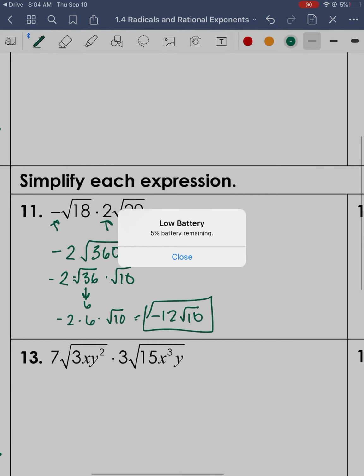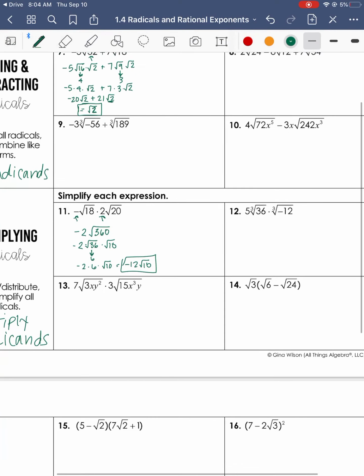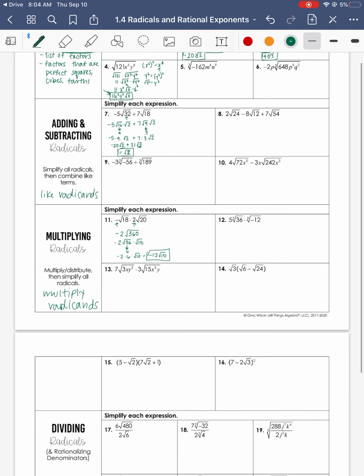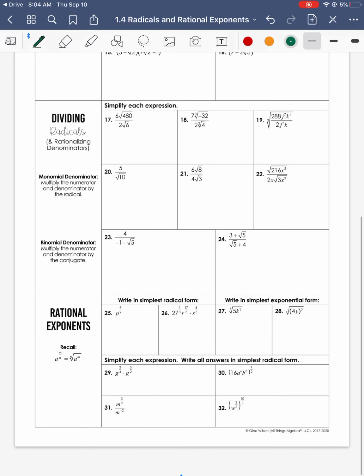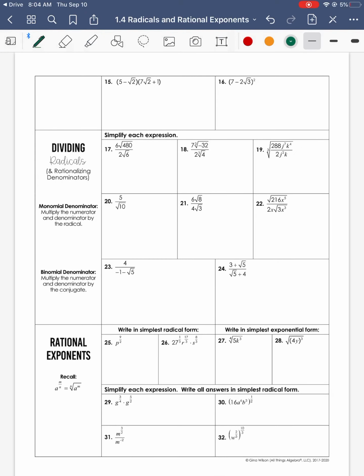So you're always going to want to give your answer in the most simplified radical. Okay, moving on to dividing.